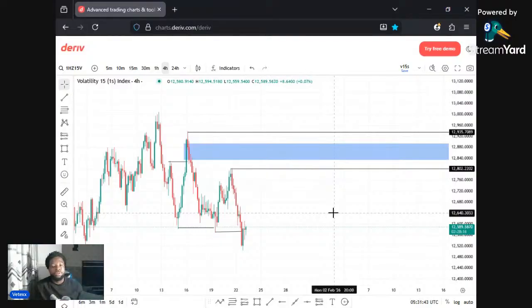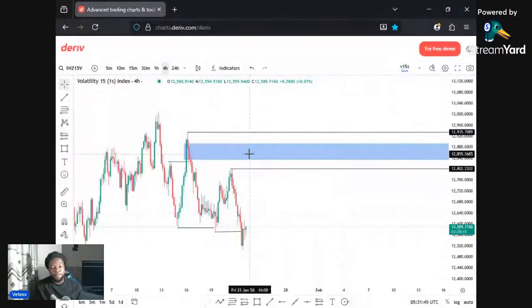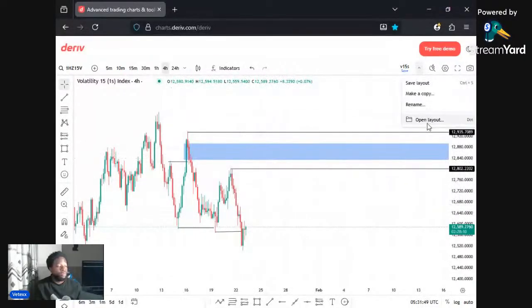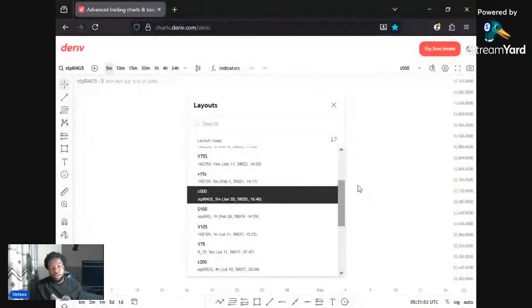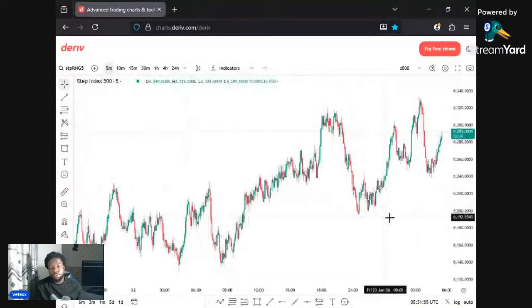Alright. So on the V15, this is what we are anticipating. Once it does this, we'll start looking for continuation. So the next pair we are going to be checking out is Step 500. Let's check out Step 500. Let's see what it's doing.